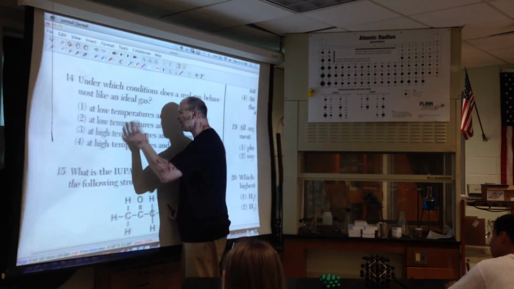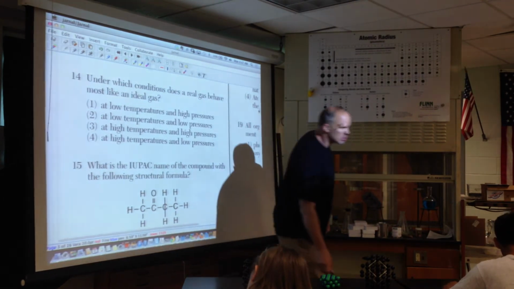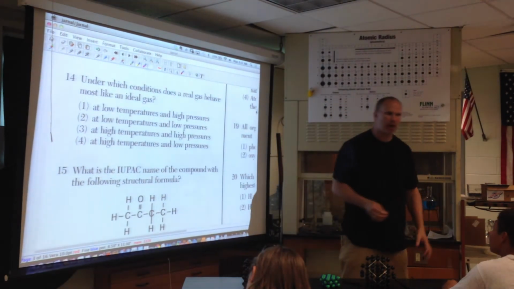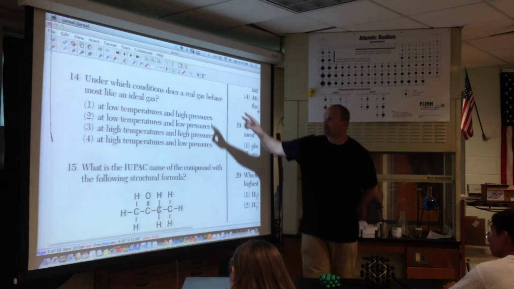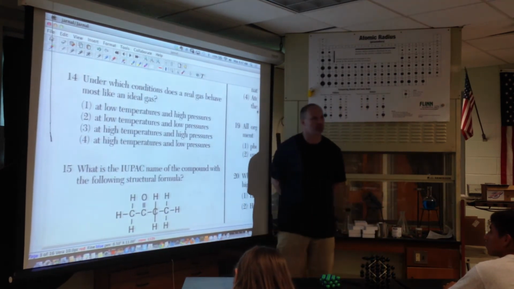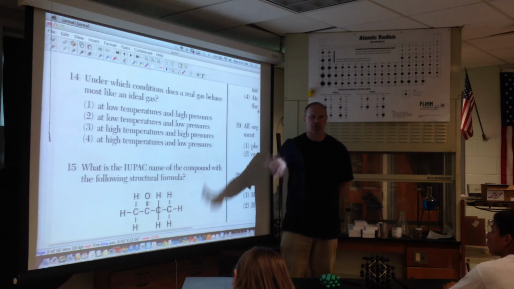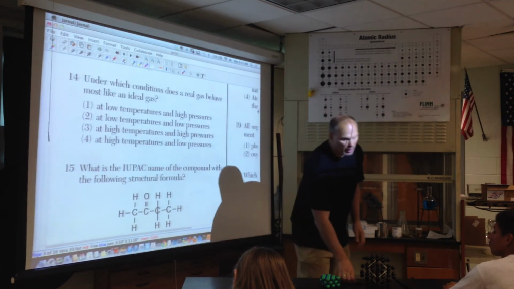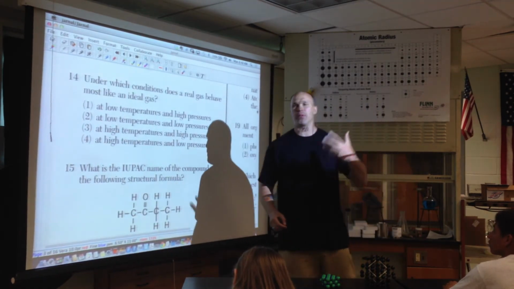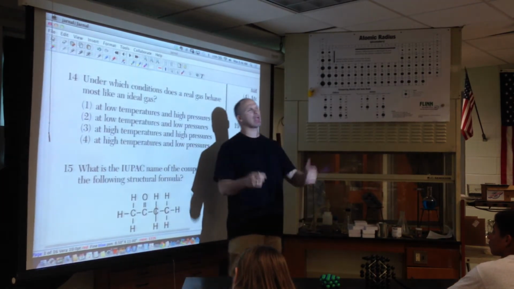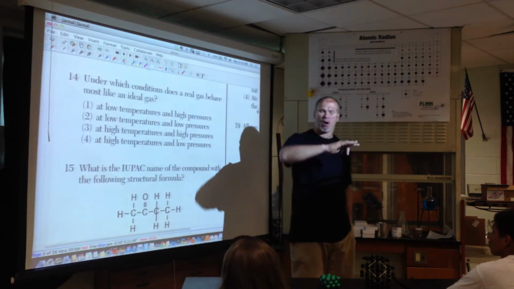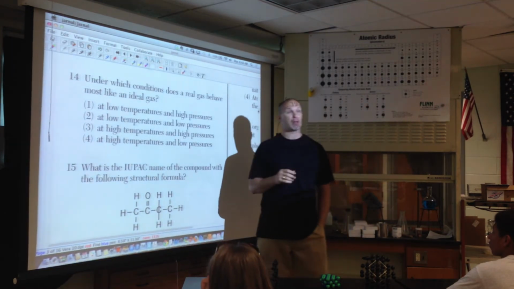People get this wrong all the time. I want you to remember that a real gas is like a real student. An ideal gas is like an ideal student. There's a set of postulates, sometimes called kinetic molecular theory, and they outline how an ideal gas should behave so that our formulas work out perfectly.